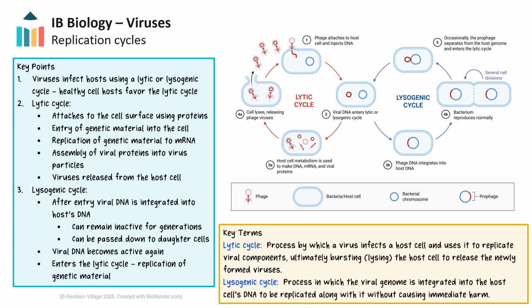Bacteriophage lambda that infects E. coli can follow either the lytic or lysogenic cycle to replicate. Regulatory genes determine if DNA is immediately expressed and follows the lytic cycle, or integrated into the host genome in the lysogenic cycle. Healthy, actively dividing cells favor the lytic cycle, and stressed cells favor the lysogenic cycle.